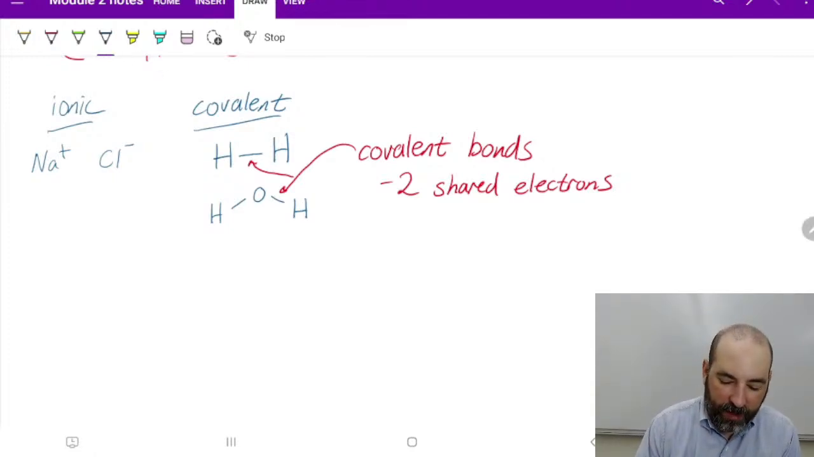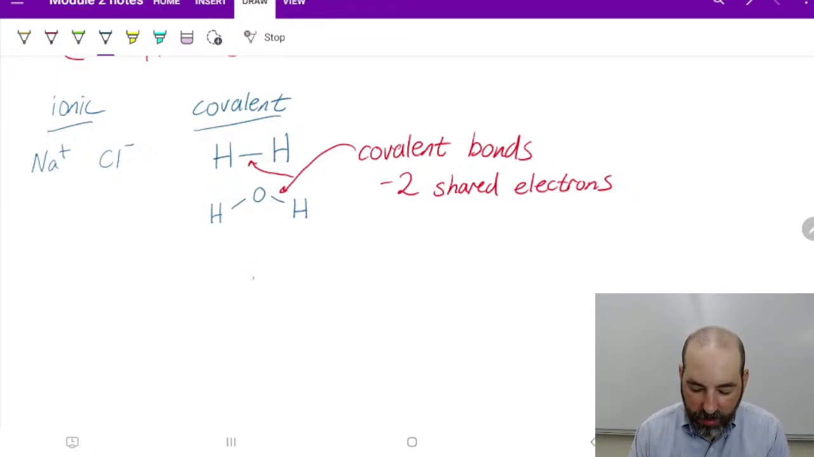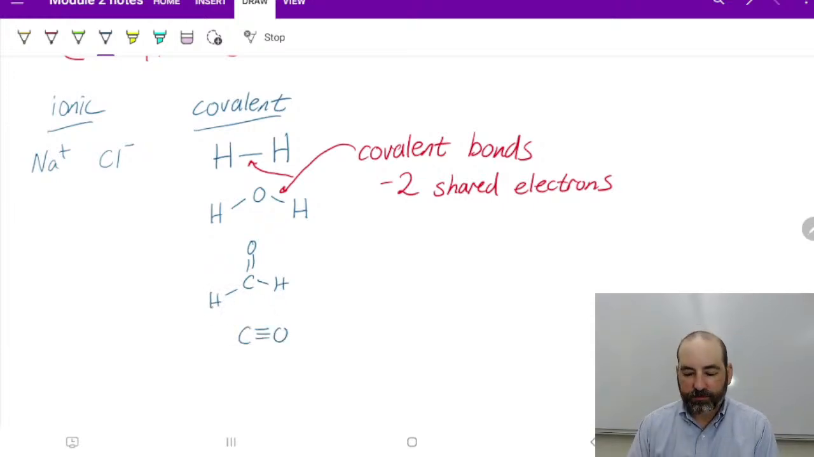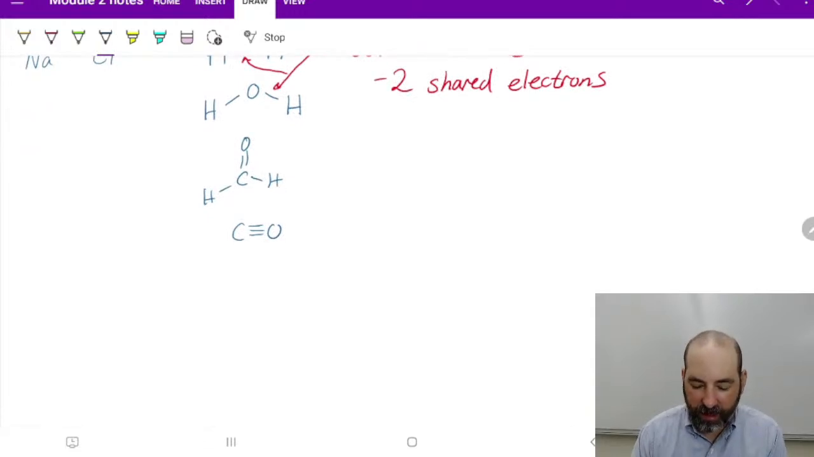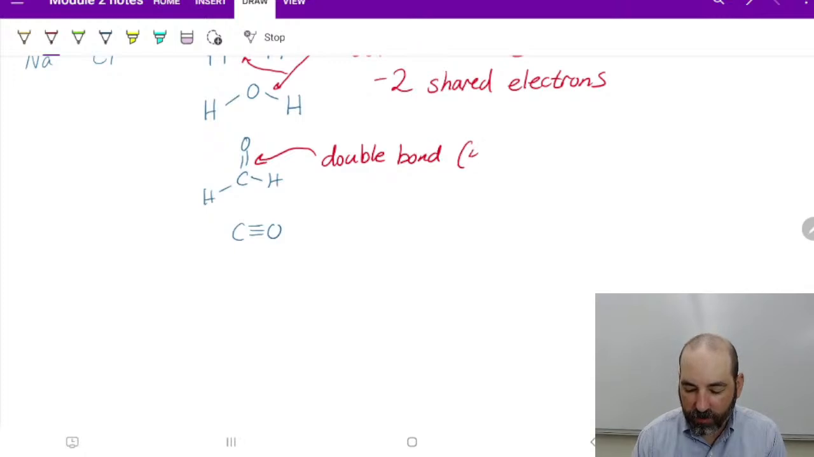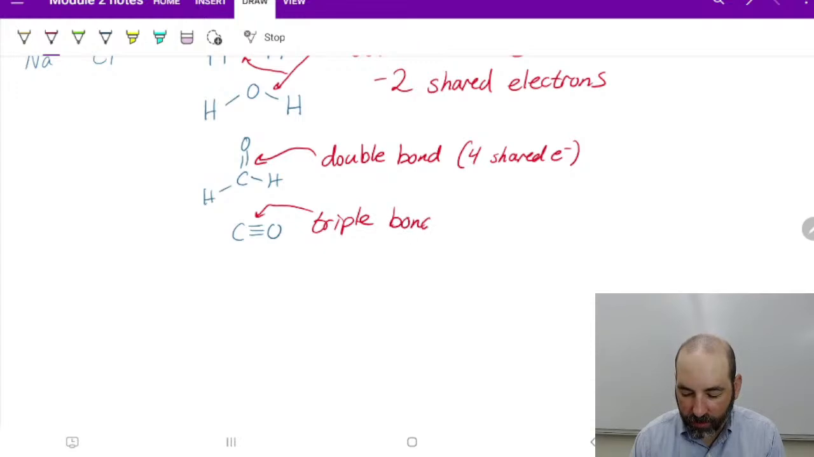You can also have compounds with 2 or 3 bonds between atoms. Like these, that's formaldehyde. This is carbon monoxide. That would be considered a double bond, which is 4 shared electrons. And this is a triple bond, which you can probably guess is 6 shared electrons.